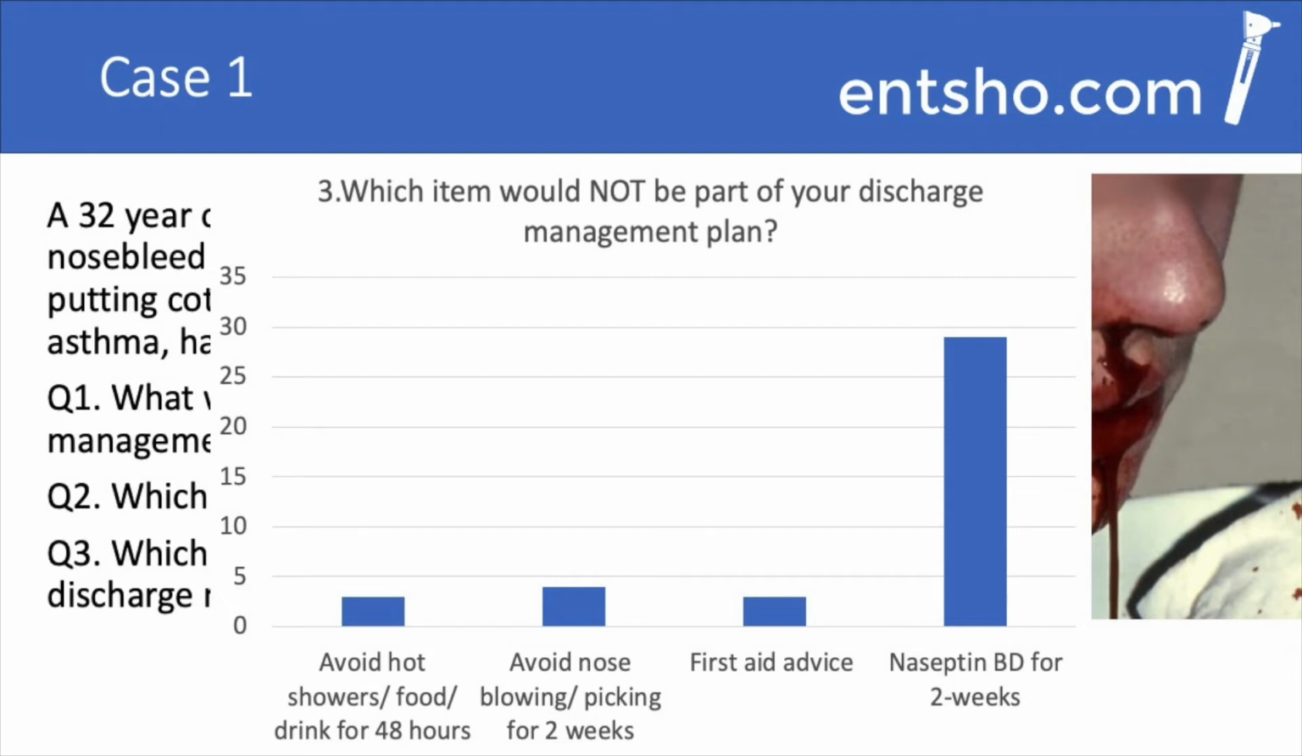The other stuff is part of your routine advice. You always want to make sure people have got good first aid advice, because as we said, with that firm pressure at home, you don't really need to come to A&E if you've done that and it's stopped in less than 20 minutes. Avoid blowing or picking the nose, to stop rebleeds, and avoid heat for 48 hours. All right, so then we'll move on to case 2.